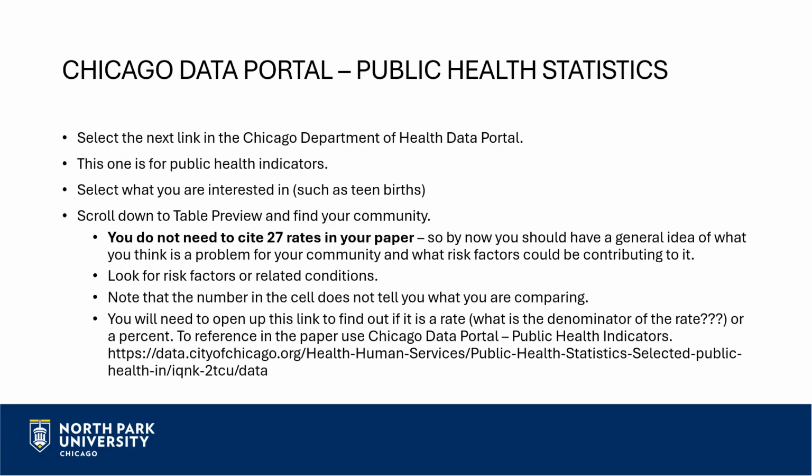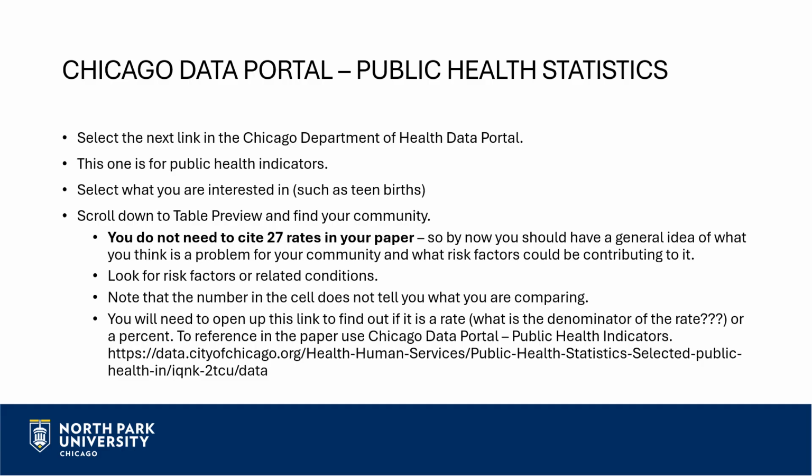Okay, let's look at this one, Chicago Data Portal, Public Health Statistics. So you're going to select the next link in the Chicago Department of Health portal, and you can Google this too. This one's for public health indicators, and select what you're interested in. So if teen births are interesting to you, scroll down to the table preview and find your community. Now you do not need to cite 27 rates in your paper, okay? So because you're going to end up writing a paper about this, what you're looking up now.